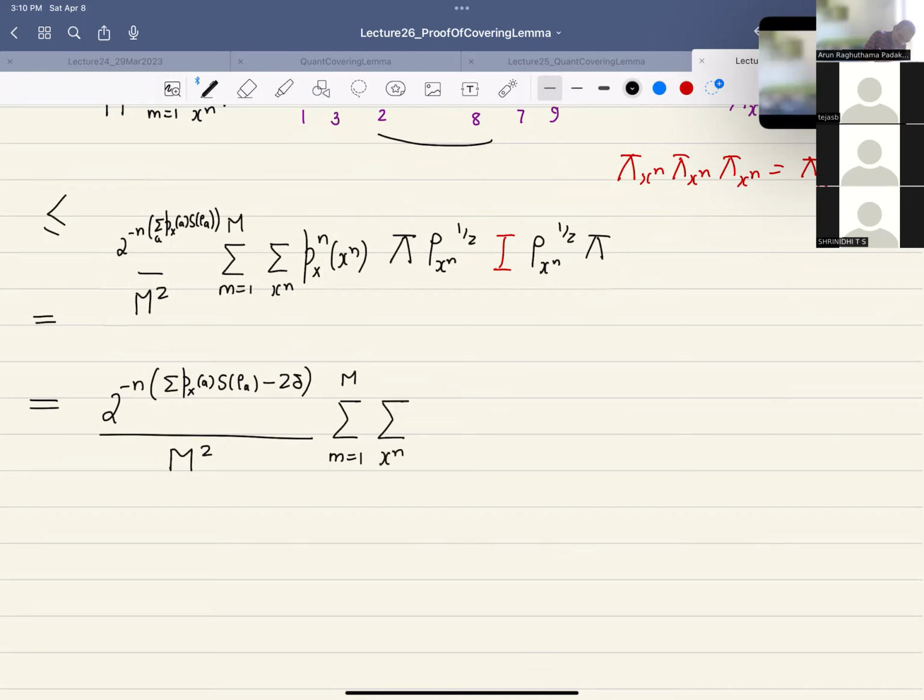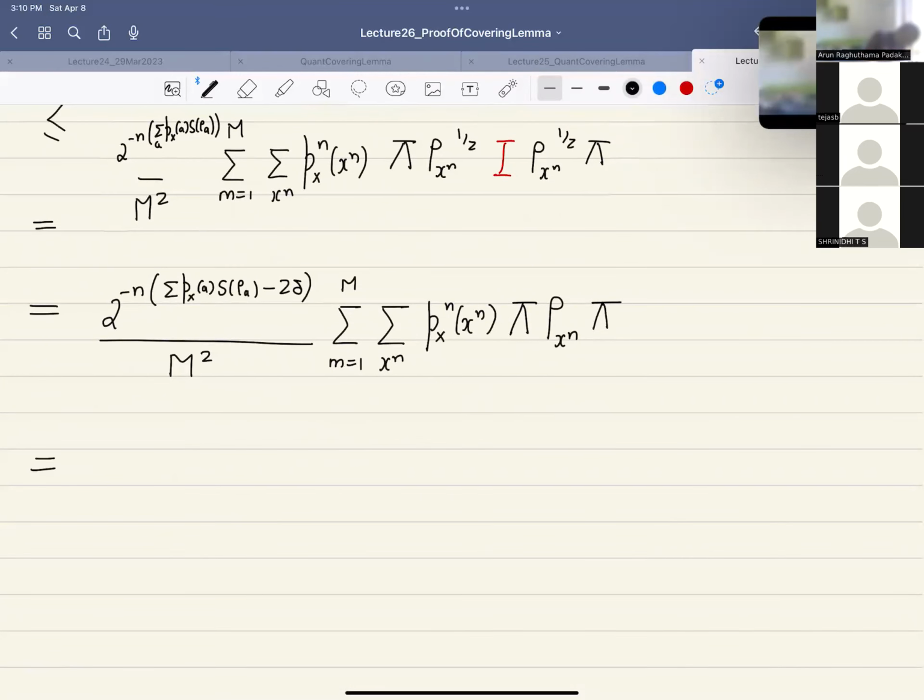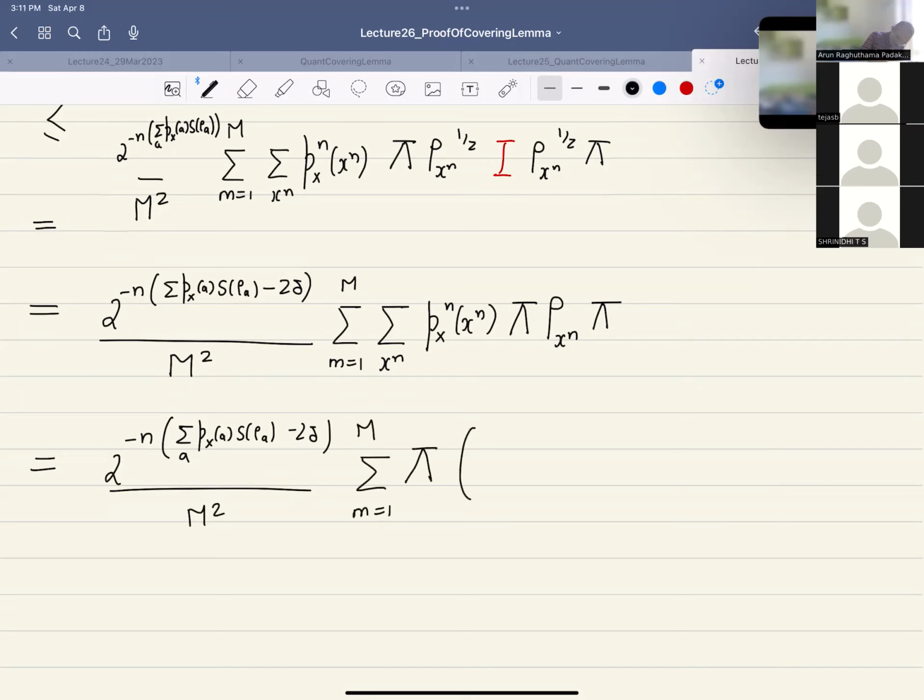Xn, p xn of xn, pi. I collate the half, the root xn to the power half and xn to the power half. I have this. Okay. Now you know what we do, right? Now you should know what we do. Minus px of a, s of rho a minus 2 delta with an m squared, m equal to 1 through capital M. Scalar is very movable, is a very flexible guy.